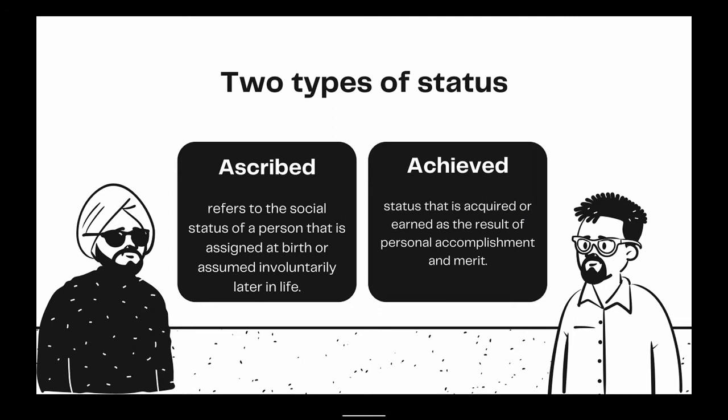Now you see the difference? Ascribed is the status that is assigned at birth or assumed involuntarily later in life, whereas achieved status is a status that is earned as a result of personal accomplishment.